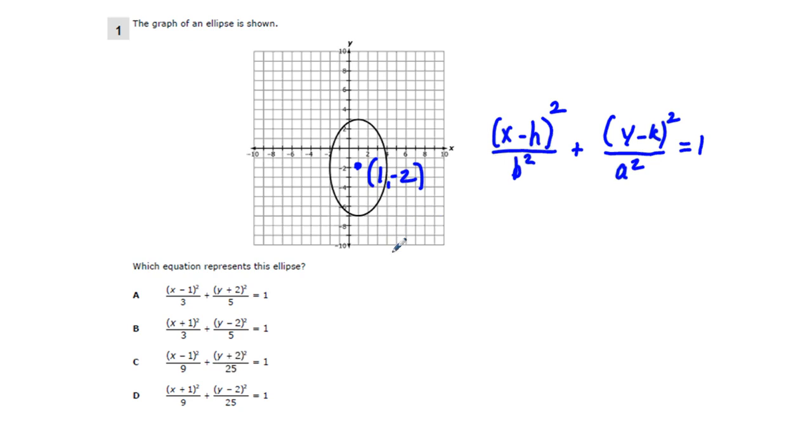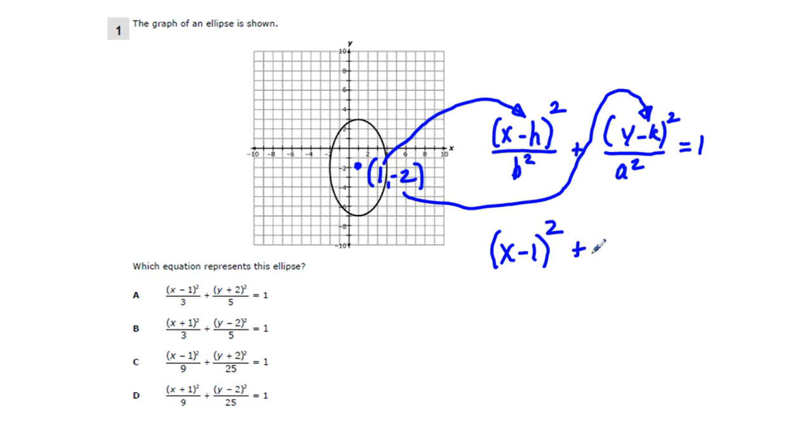And our h is going to be this thing here, and our k is going to be this thing right here. And so what we're going to have is (x minus 1) squared plus quantity y, and we're going to have minus negative 2, so we're going to get (y plus 2) squared equals 1. And so we should be able to eliminate stuff already, like answer choice B, like answer choice D.